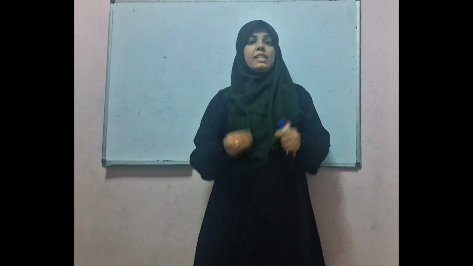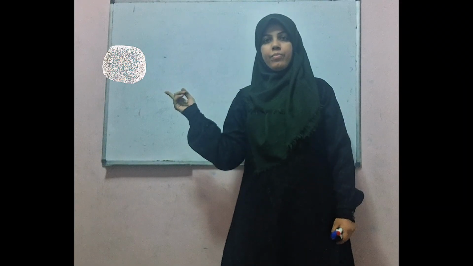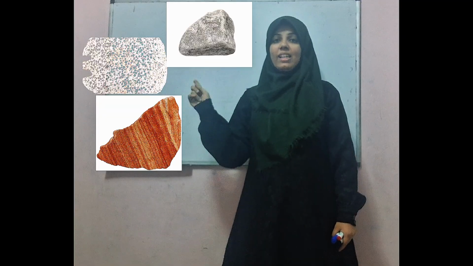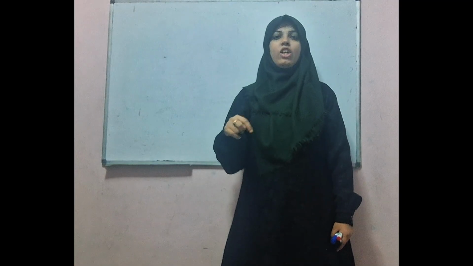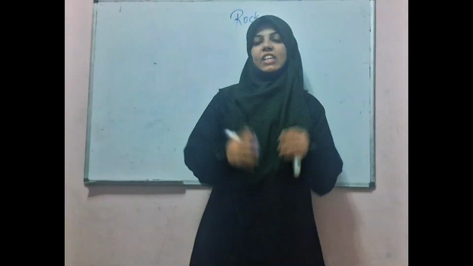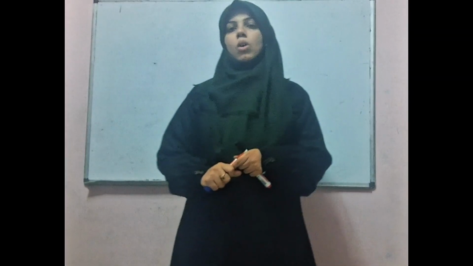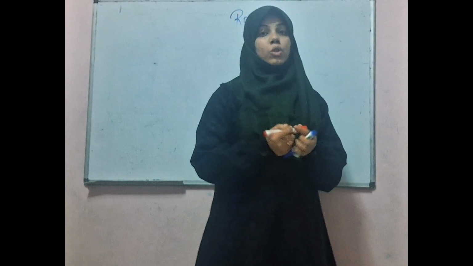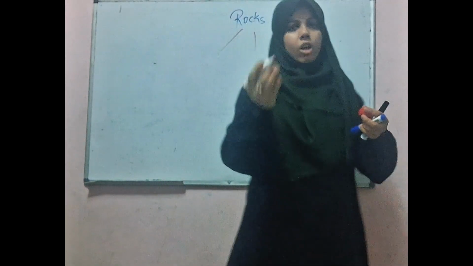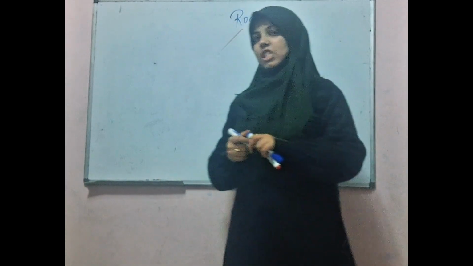Today we are going to study a topic which we all know. If you see this and this, they all are the same but they are still different. So today we are going to study rocks and their types. As we all know, rocks are natural solid materials found on the earth. Now, rocks can be classified into three types depending on a few conditions. The first type of rock is igneous rock.